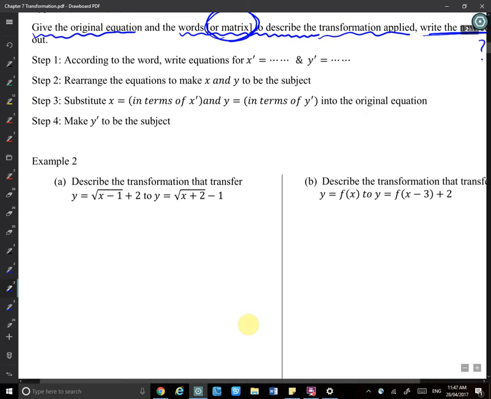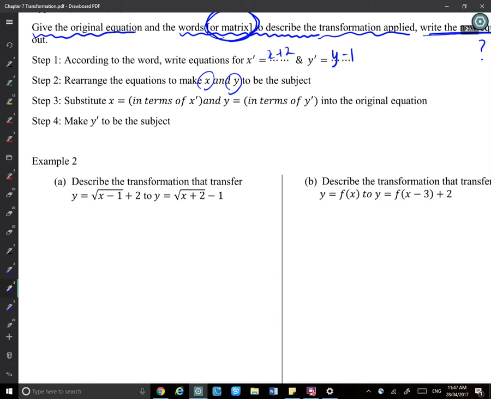Step 2, rearrange the equation to make x, y the subject. Let's say we have y minus 1 here, to make y the subject. Step 3, substitute x in terms of x dash, y in terms of y dash into the original equation. Replace y with y dash plus something, replace x with x dash minus something, and then make y dash the subject. The last step makes y dash the subject, and that's your final answer. You follow those 4 steps.